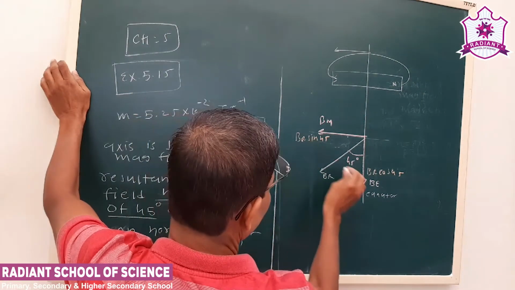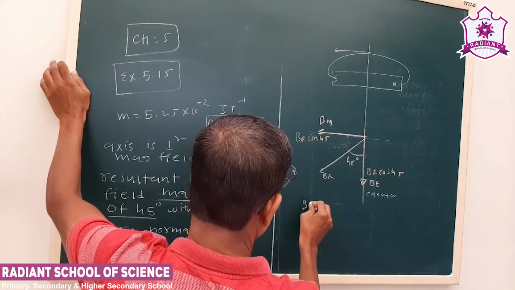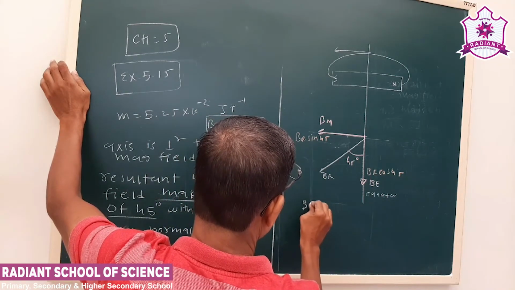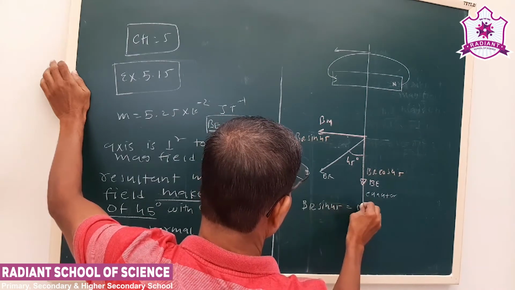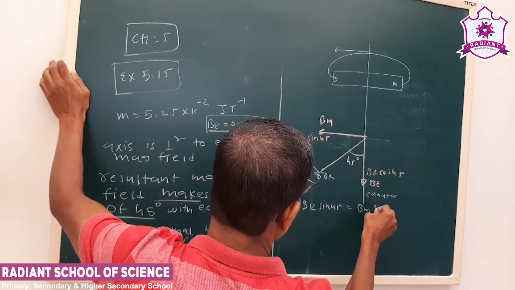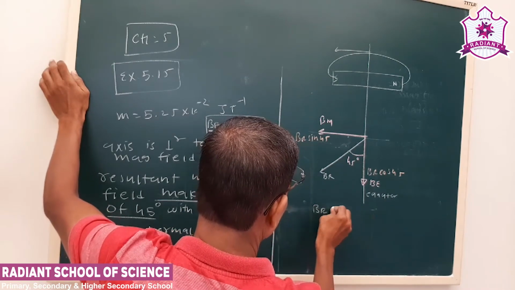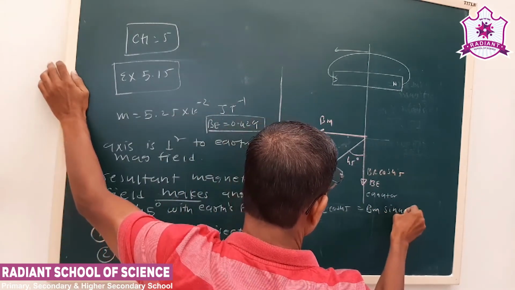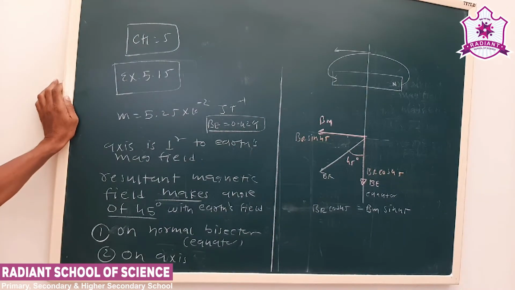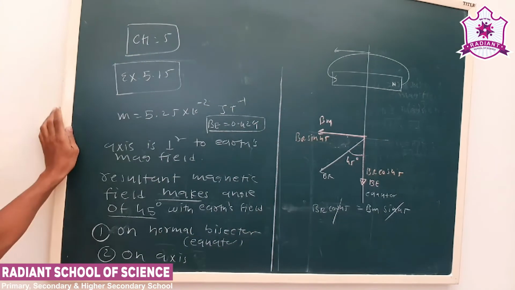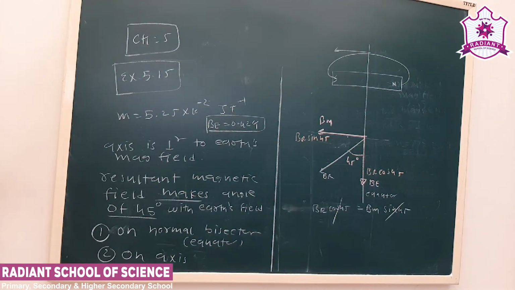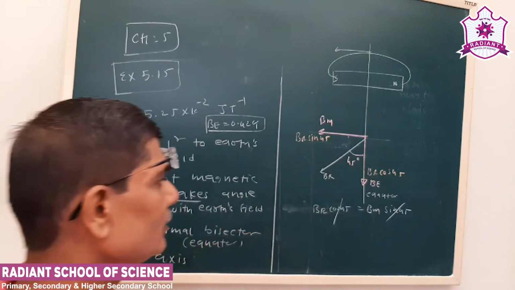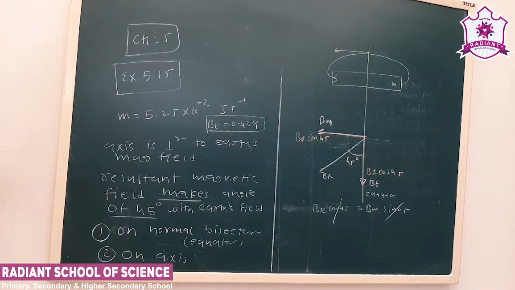So here, if I consider BR sin 45 and BR cos 45 and BM, BE is equal to BM. Why? Both are equal. Now see the resultant magnetic field. The resultant magnetic field is on the equator. Okay, resultant magnetic field will be at the equator.